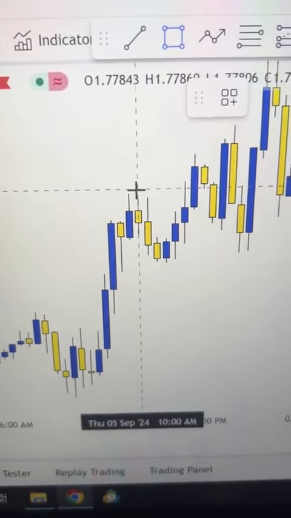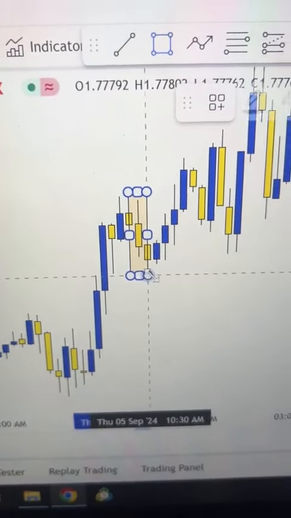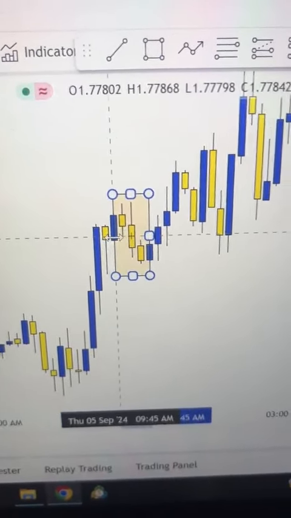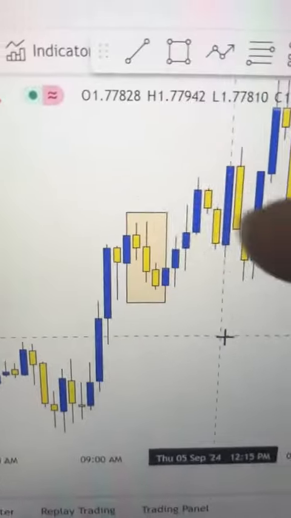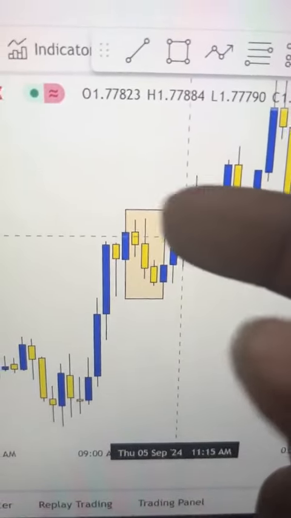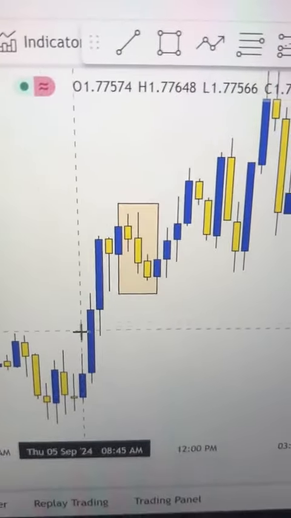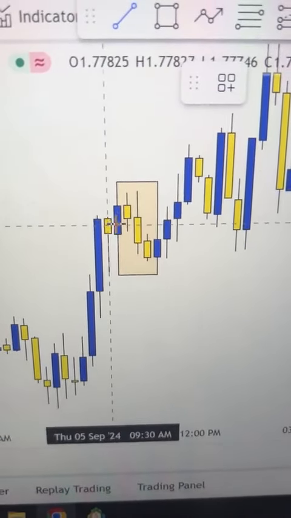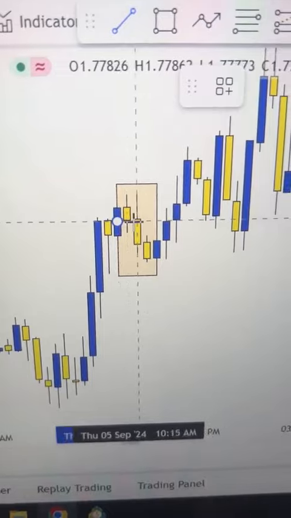Let me mark it here and here. Is it a pullback? Is this place a pullback? Yes, it's a pullback. Why? We have three yellow candles closing below each other. How did the candle close? Let me show you. This is where the candle closed for me.